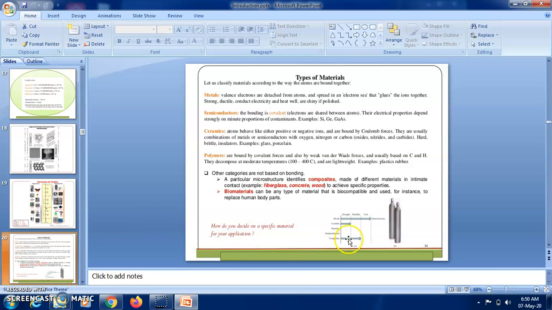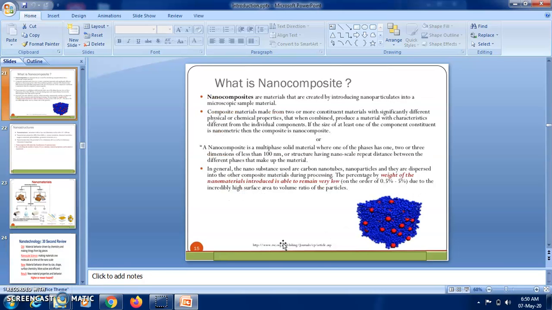This is the drawing showing that. How do you decide on a specific material for your application? Then next we are going to see what a nanocomposite is.